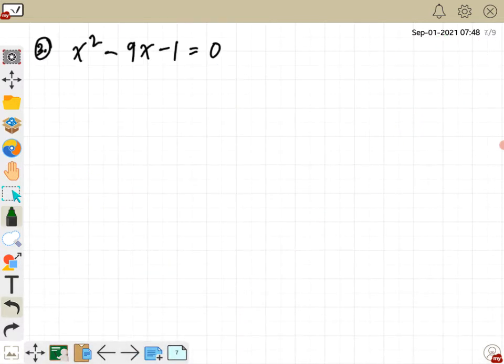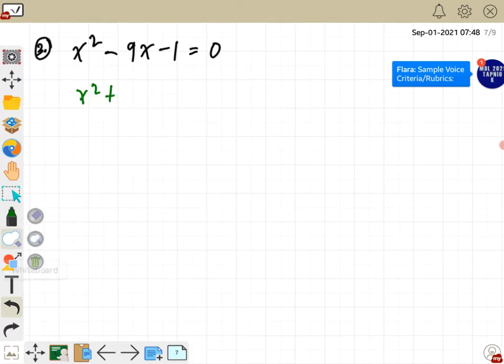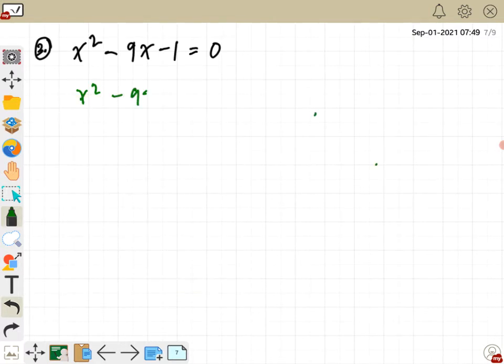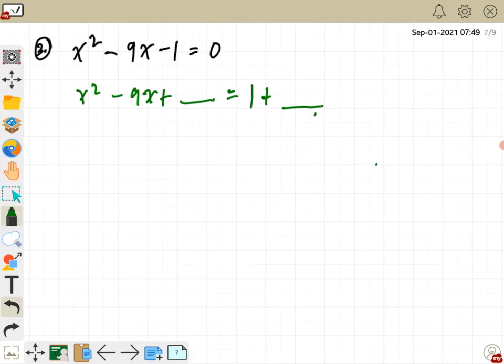So we have here x squared minus 9x minus 1 equals 0. The same procedure. This becomes x squared minus 9x plus something that will make it a square, isolating negative 1, that becomes positive 1, and adding the same thing. So let's try.